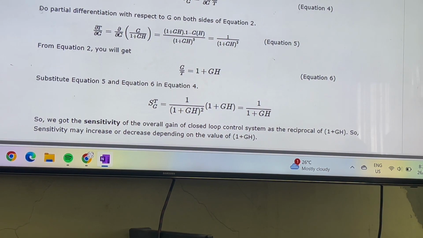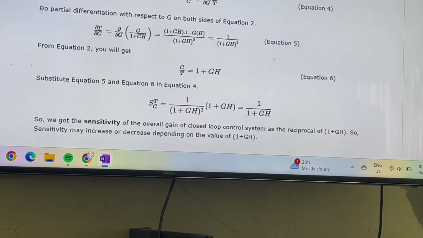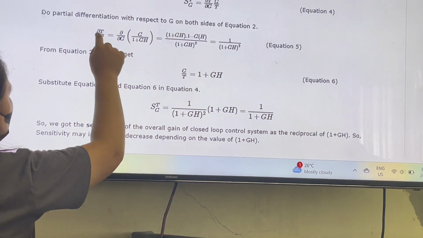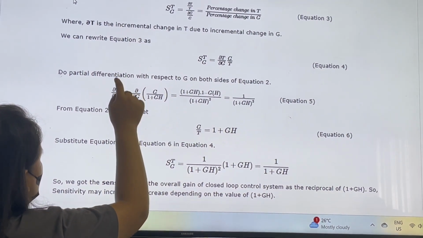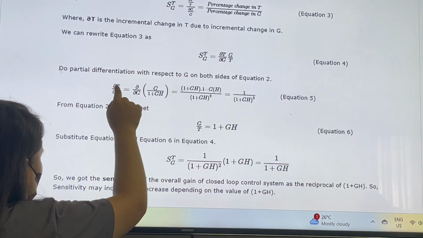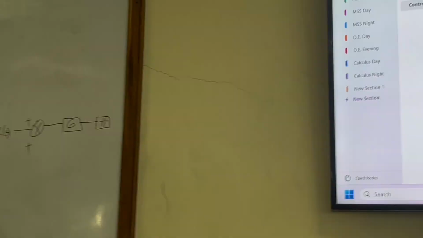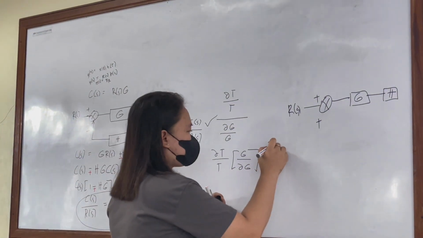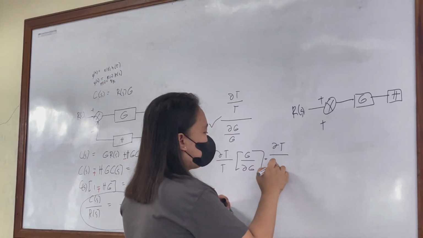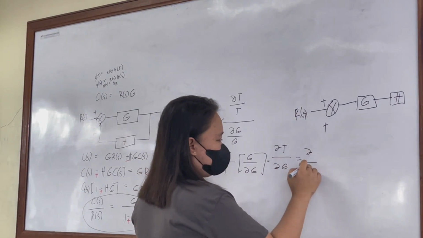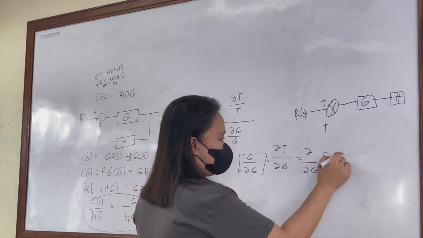So, do partial differentiation with respect to G in both sides. So, kani siya class, di ba, partial T all over partial G. What's our transfer function with respect to a negative feedback control system? We have G all over 1 plus GH. That's our T. Di ba? Partial T, partial G. What's our T? G over 1 plus GH.